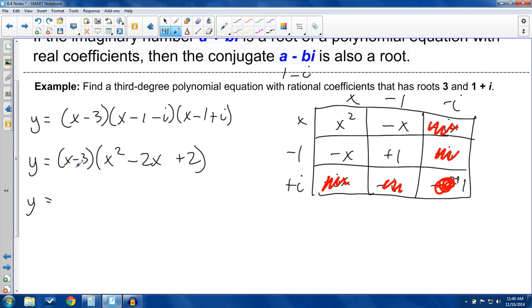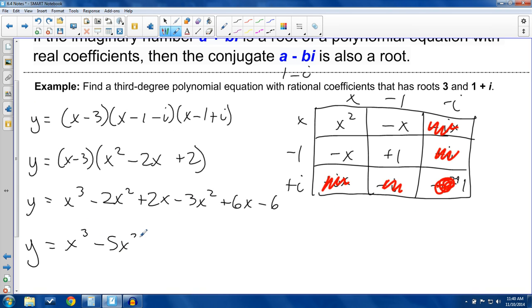I'm actually not going to use the box this time for the sake of diversity. X times x squared, that's x cubed. X times negative 2x is negative 2x squared. X times 2 is 2x, then negative 3x squared, plus 6x minus 6. So your final equation is y equals x cubed minus 5x squared, combining like terms, plus 8x minus 6.